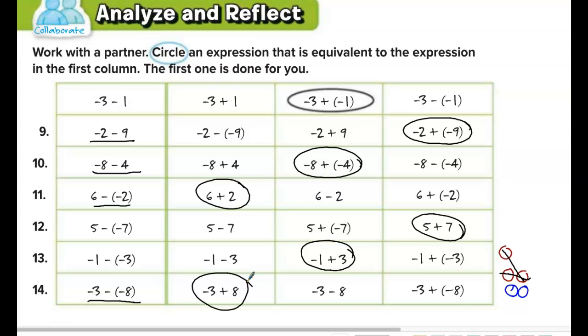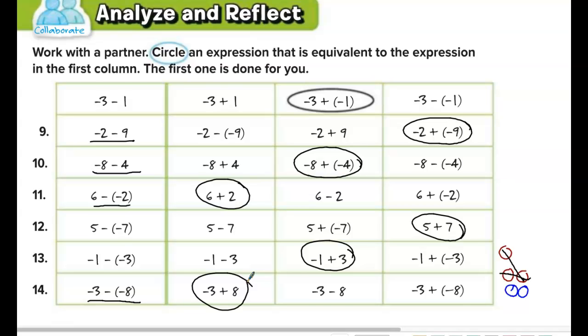Because if I had 3 negatives and I took away 8 negatives, I would have 5 positives left. Okay, here, do I have more negatives or positives? Positives, and how many more? 5, so they give me the same answer. Okay, the next question is going to give us an easy way to find that.